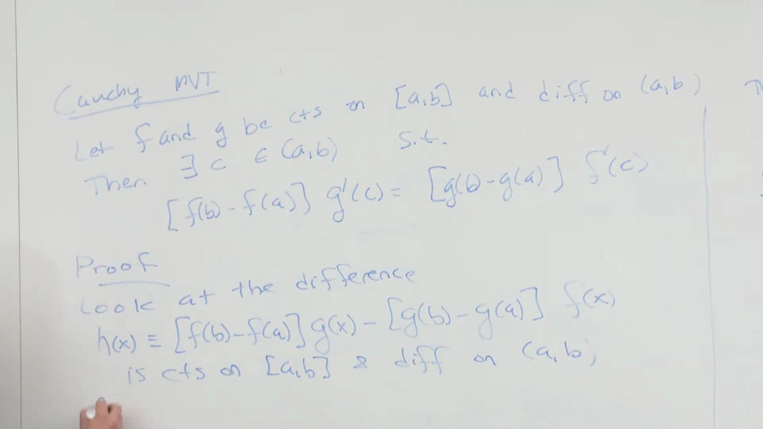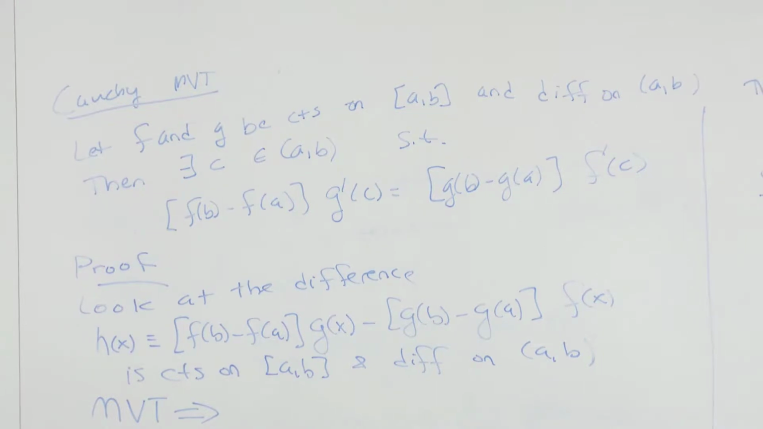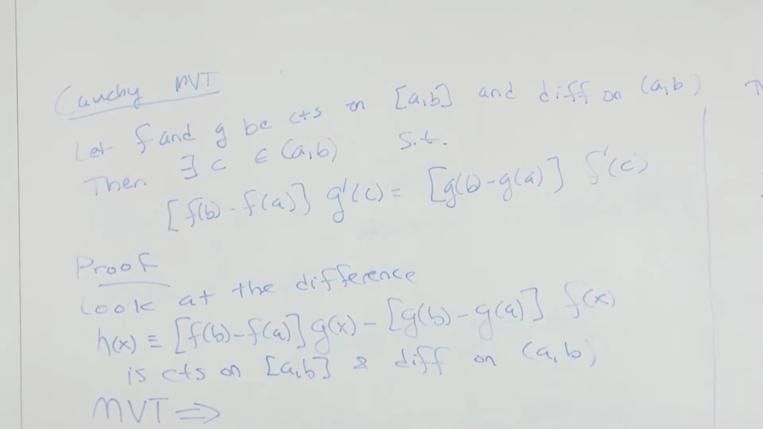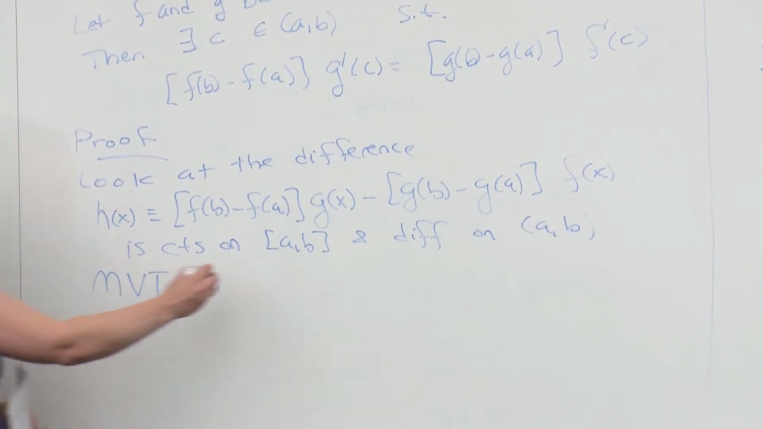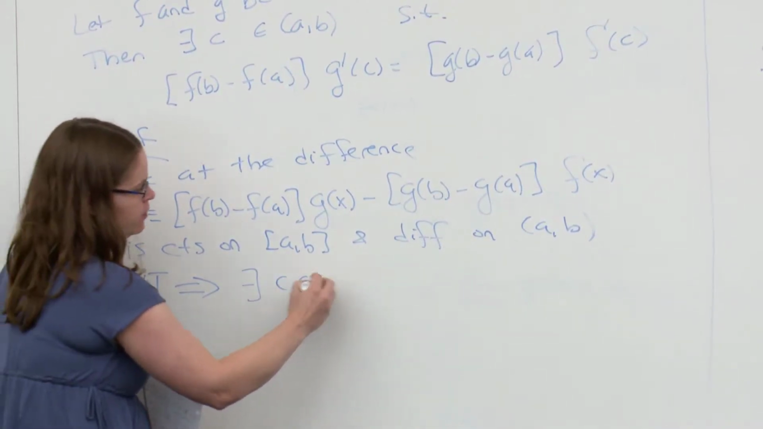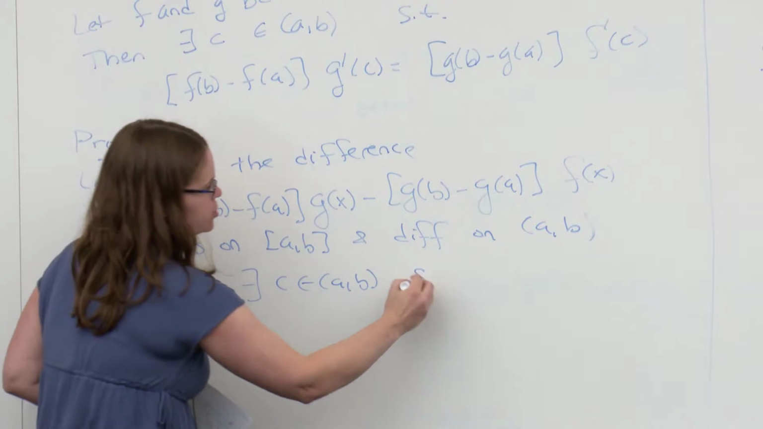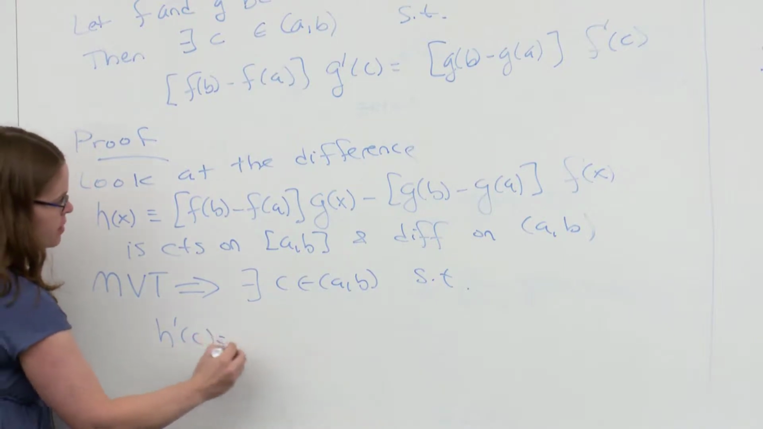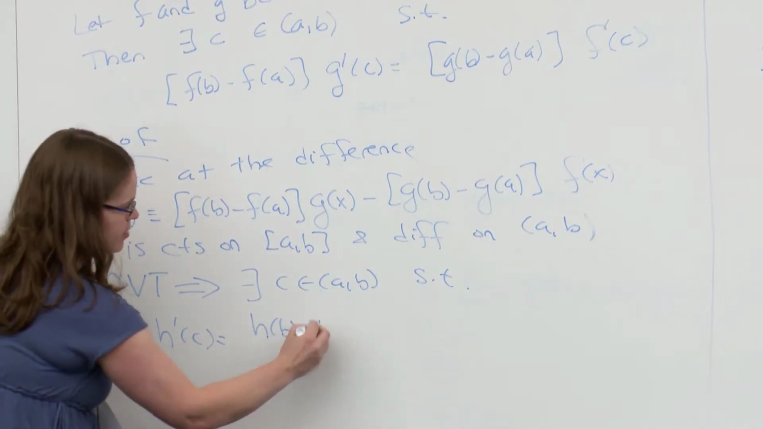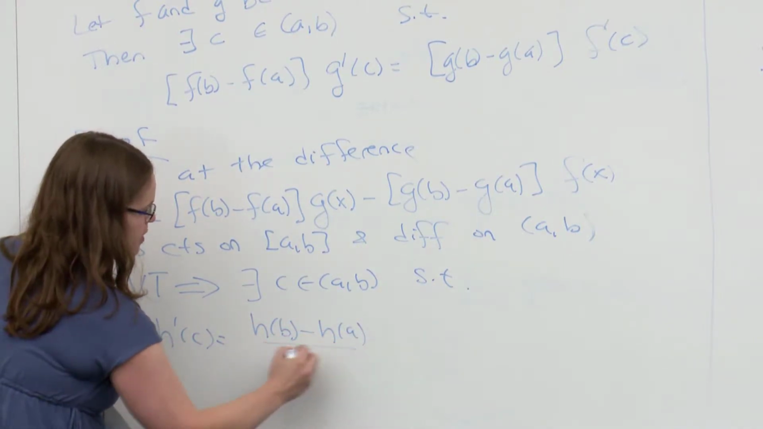Okay, so what does that tell us? That tells us we can use the mean value theorem. The regular mean value theorem, because this is just a single function of x, tells us there exists some c in the interval such that h prime of c is equal to h of b minus h of a over b minus a.